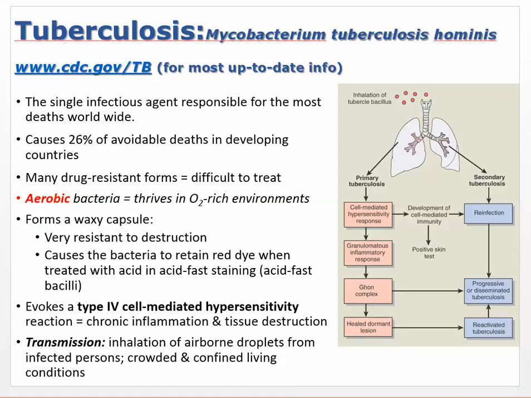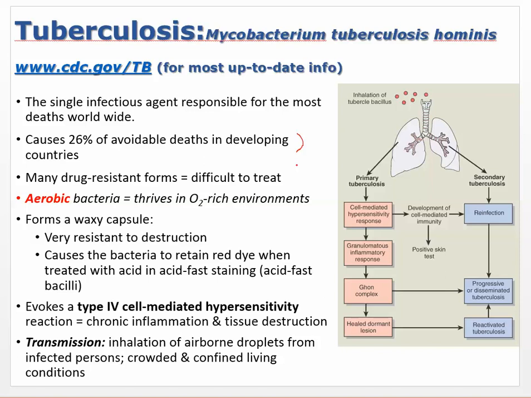Okay, so now let's talk about TB, tuberculosis. Mycobacterium tuberculosis hominis. It's a type of mycobacterium which produces mycolic acid, which makes it waxy and hard to kill, and that's part of the problem. It is the single infectious agent responsible for the most deaths worldwide. 26% of avoidable deaths in developing countries are from tuberculosis.